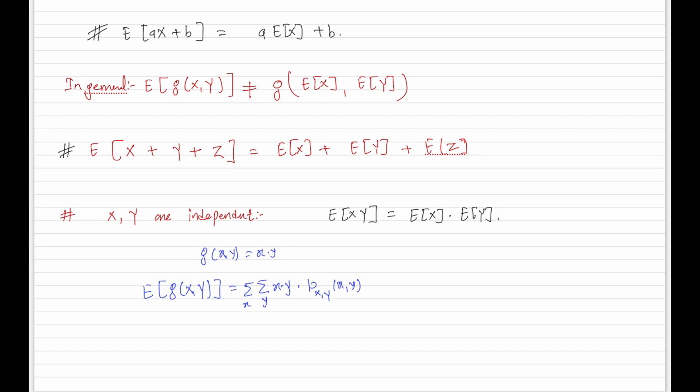We can proceed further. Since these two random variables are independent, how can we write this joint probability? That joint probability will be the product of the individual marginal probabilities. We have seen that this is the definition of independence. So we can write it like this, and the other thing will be as it is.